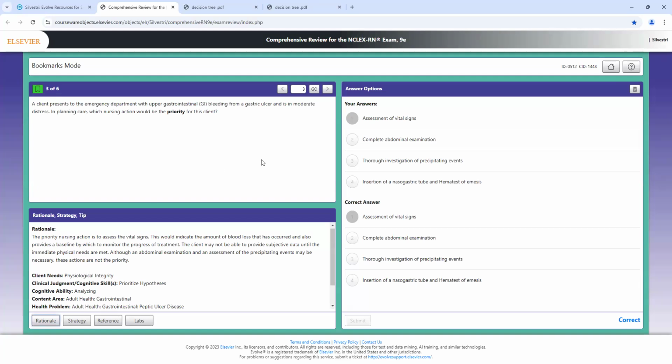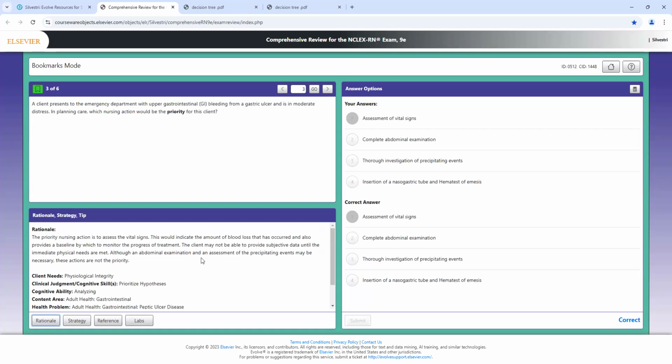And now remember, we said that our answer choice will always what? Match that topic. So assessment of vital signs is going to match our stem because it's our priority action. It's what we would do first. It matches. Priority is first. So assessment of vital signs is going to match because that is what we would do first.